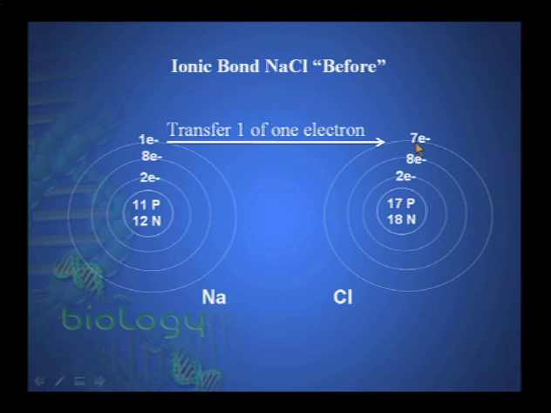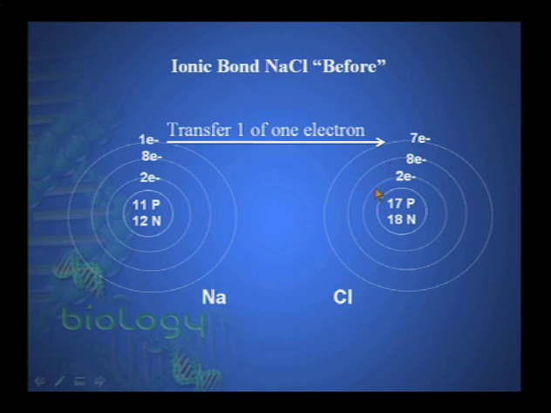So to fill this shell then, chlorine could either pick up 1 electron to fill the subshell, or it could try to lose its 7 electrons. And again, it's really easier for it to pick up an electron rather than try to give away 7 electrons.